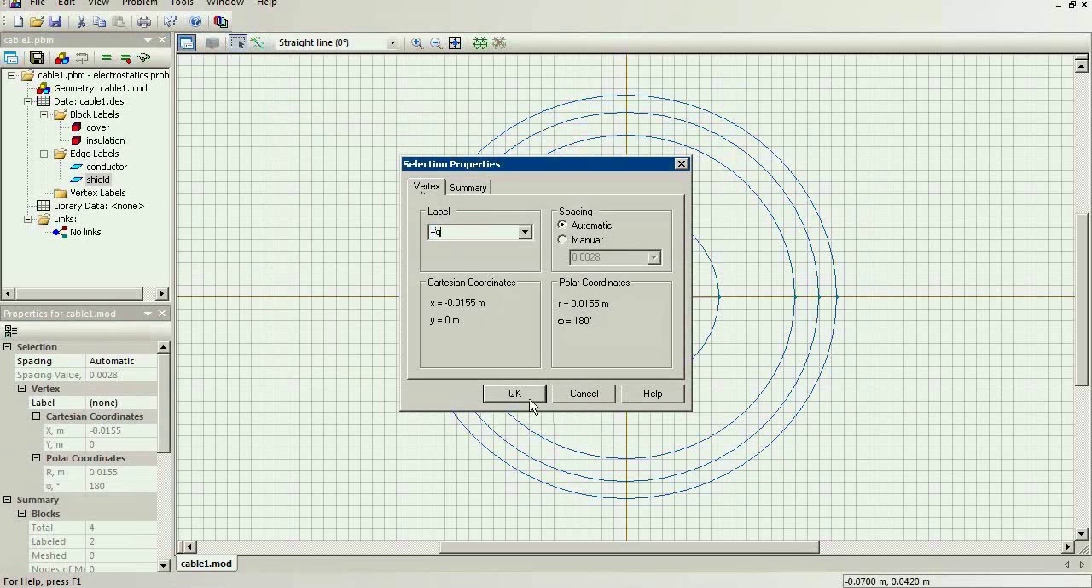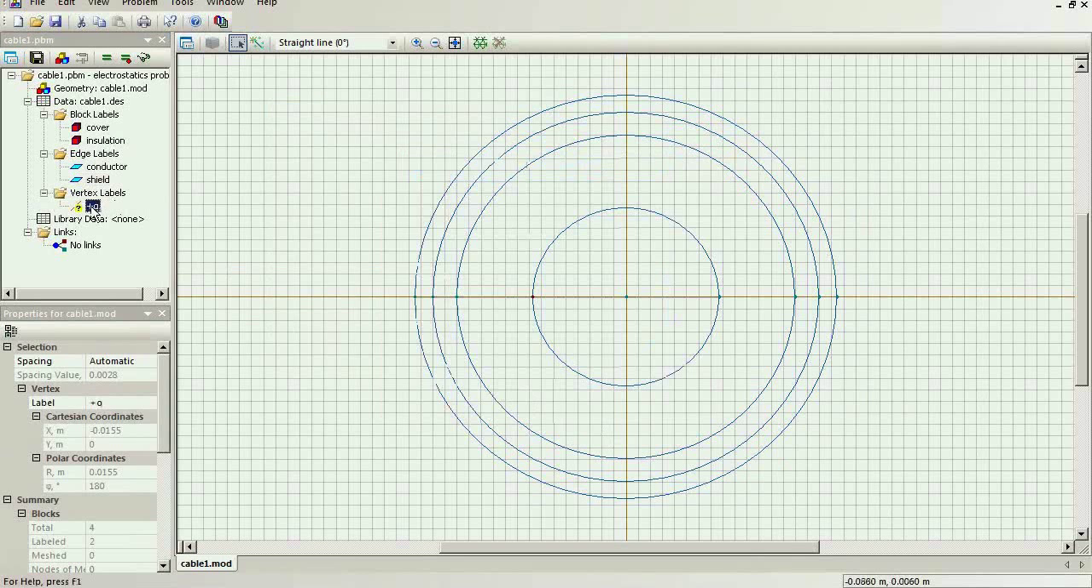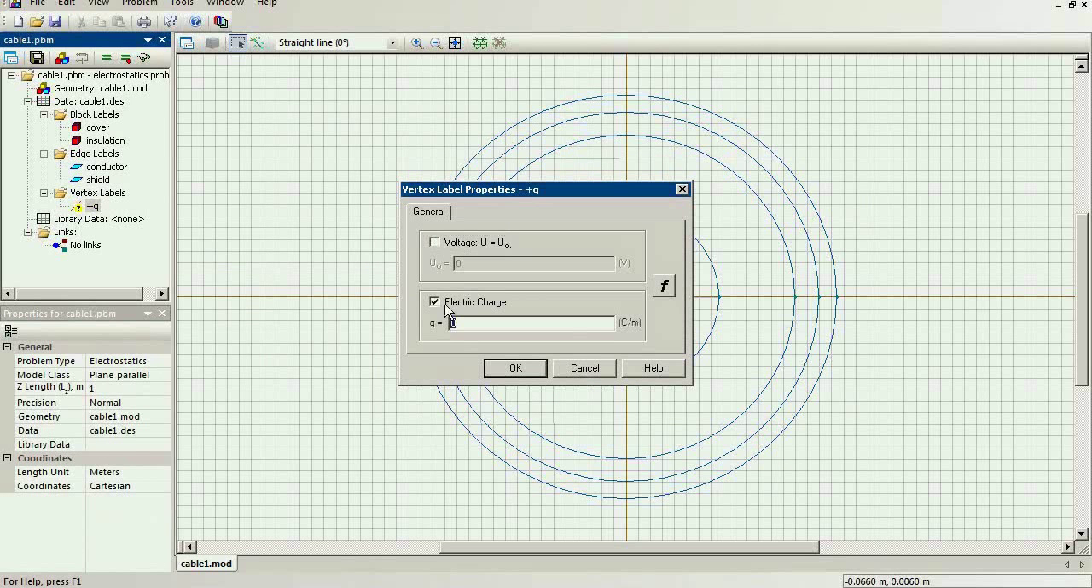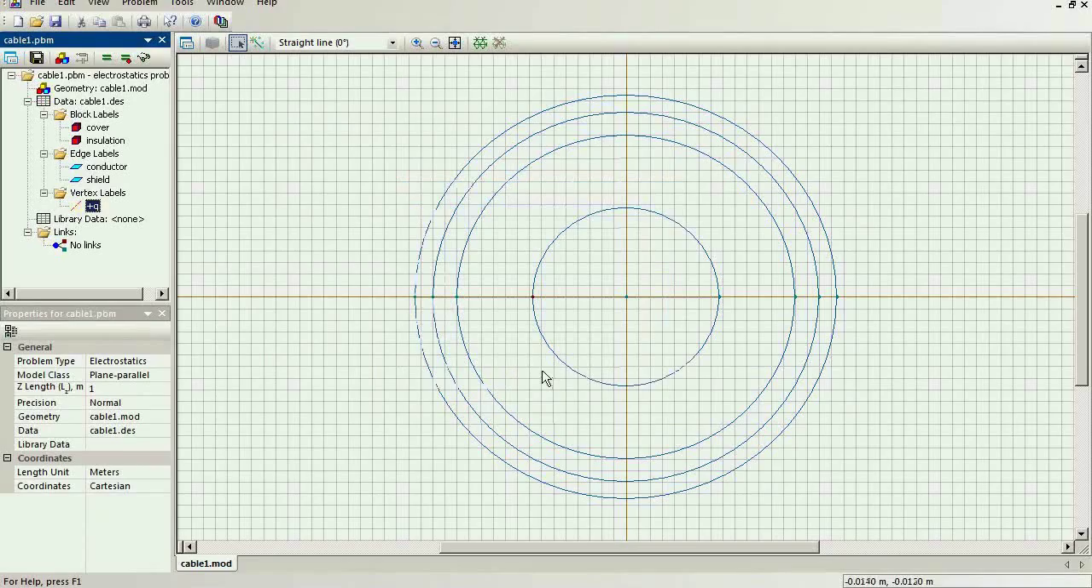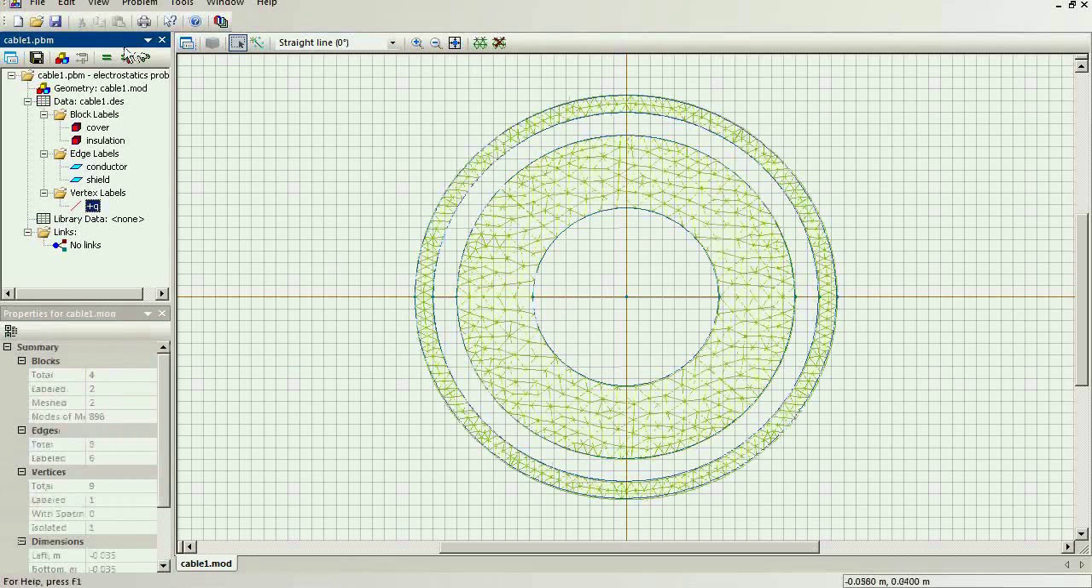And here on the conductor, I will place some electric charge. Now the charge value is set. So we repeated the real measurement experiment. We had the cable and assigned some charge, and now we would like to measure the potential difference between these two conductors.